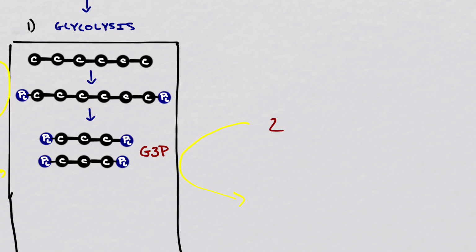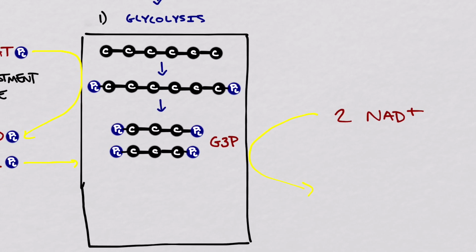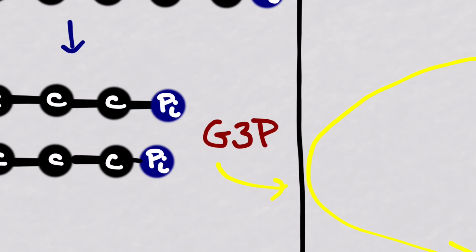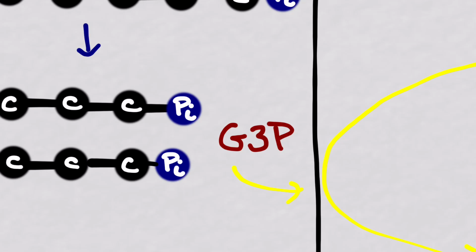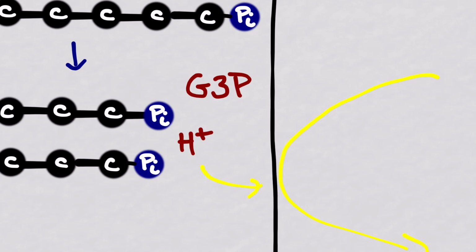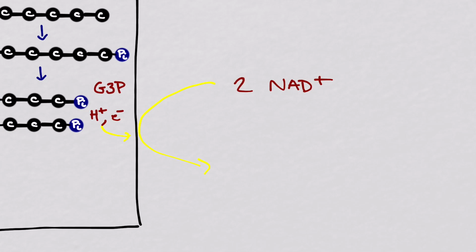So you have two NAD pluses that come in, and they pick up two things from these G3P molecules. I'm going to move this. They pick up hydrogen ions, and they pick up high energy electrons. So what pops out is two NADHs, which are now energized. They hold these high energy electrons. So this is also part of step 3.